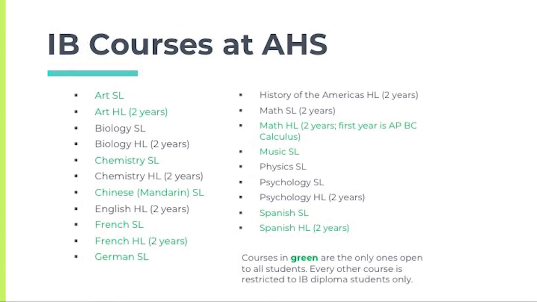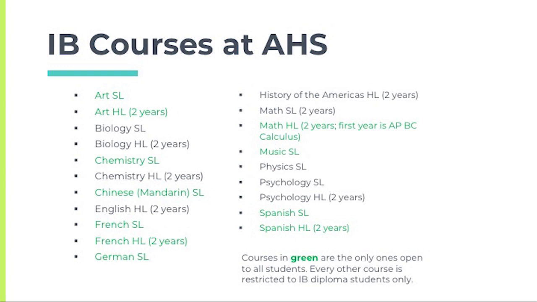Here are the IB courses we offer at Allen High School. So a couple things to point out on this slide. You see some courses that are green font. Those are the courses that are open enrollment. Those are open to every student in 11th and 12th grade who wishes to take them. The courses that are in black font are closed. Those are closed off to our full diploma candidates.